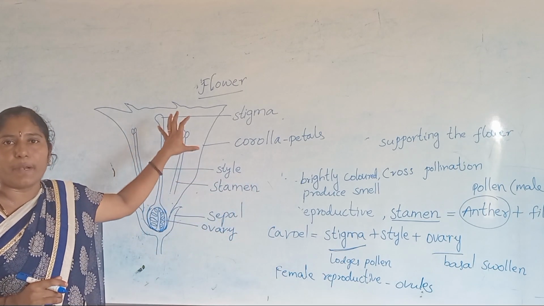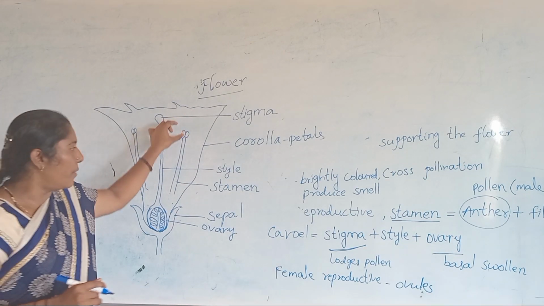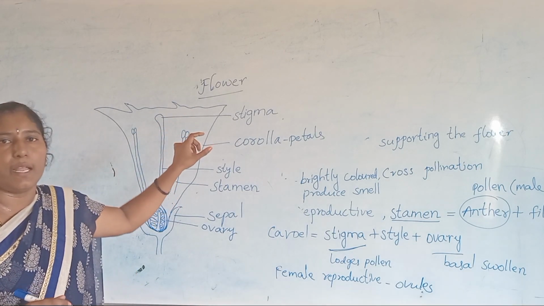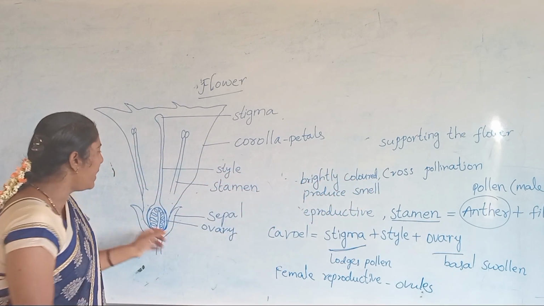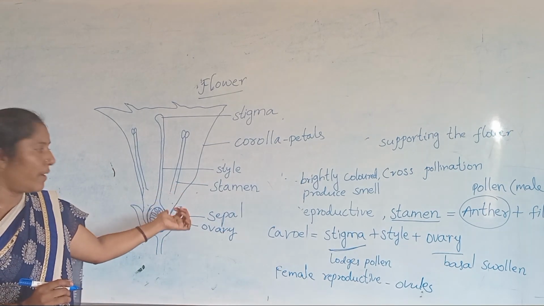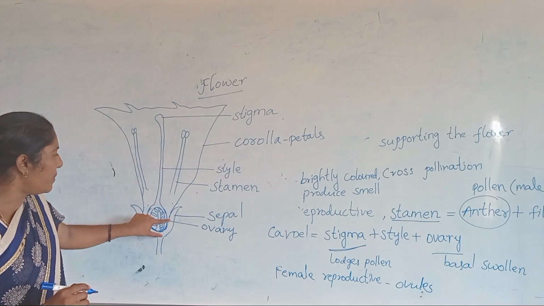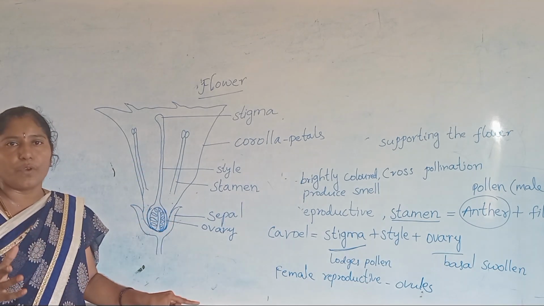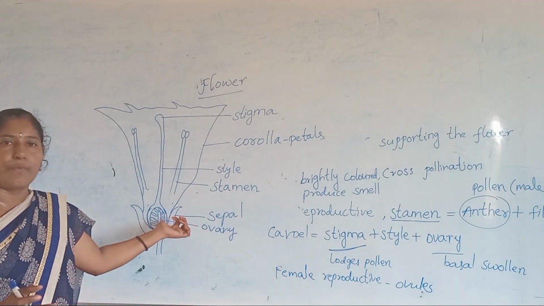Androecium is the male reproductive part of a flower, and the stamens produce the pollen. Pollen is the male gamete. And gynoecium is the female reproductive part of a flower. In the gynoecium, the ovary produces the ovules. Ovules are the female gametes.